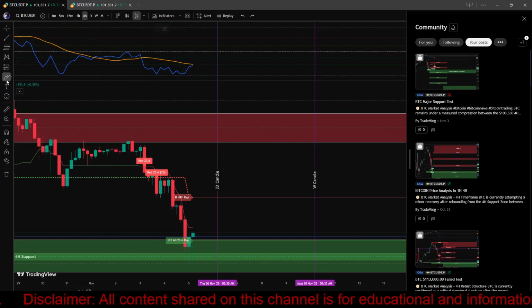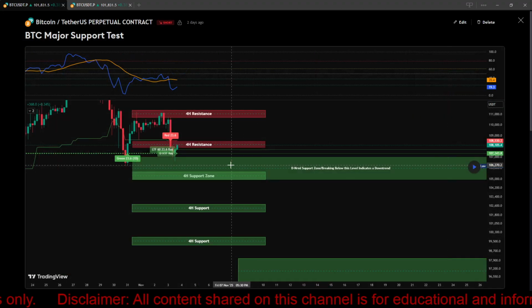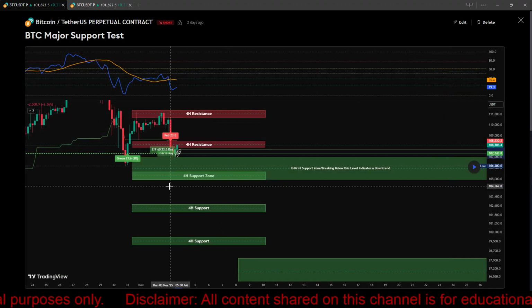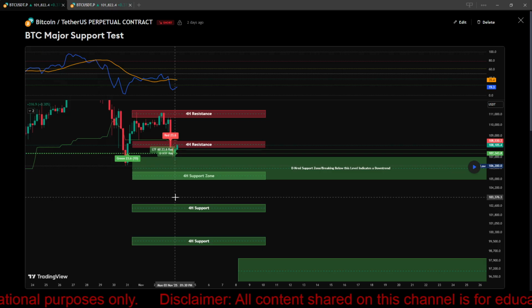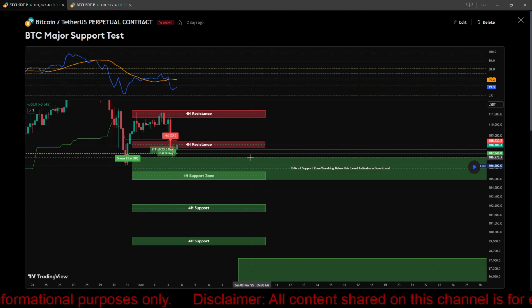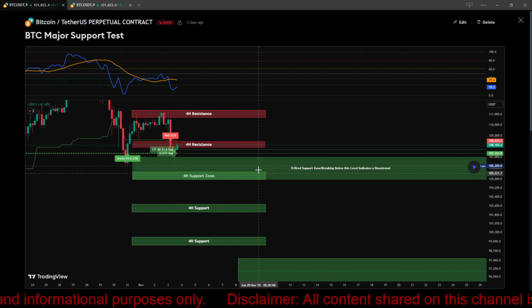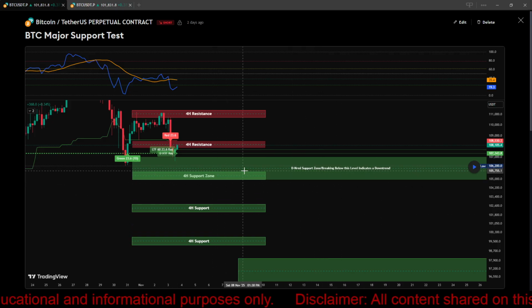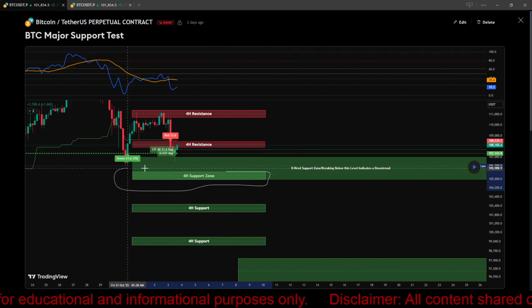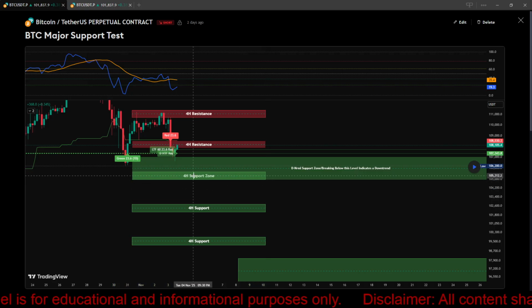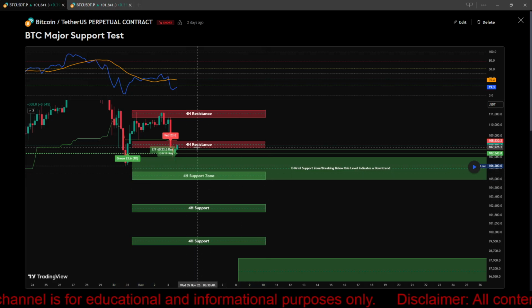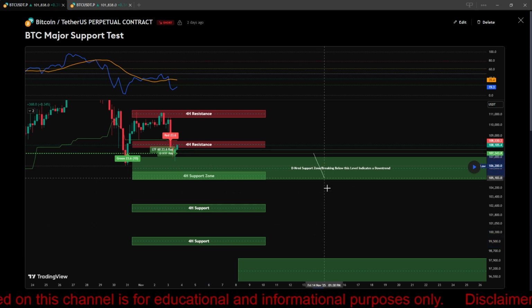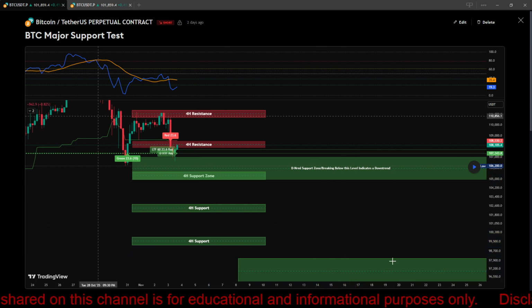Let me go and take this and then go back to this one. So yeah, this is the price when I was making that video. And there were some certain levels. This is 4-hour zone, 4-hour zone, 4-hour zone, 4-hour zone, 4-hour zone. This is daily zone, bigger one is daily zone.